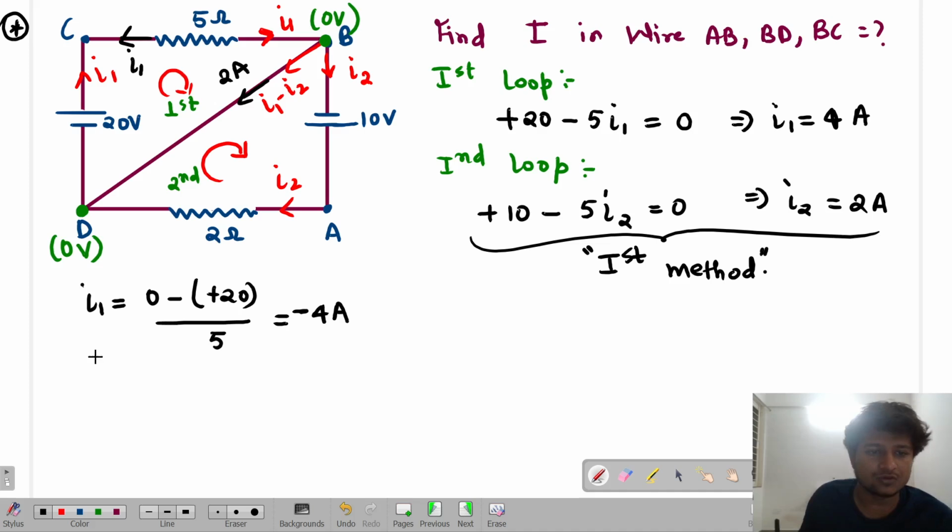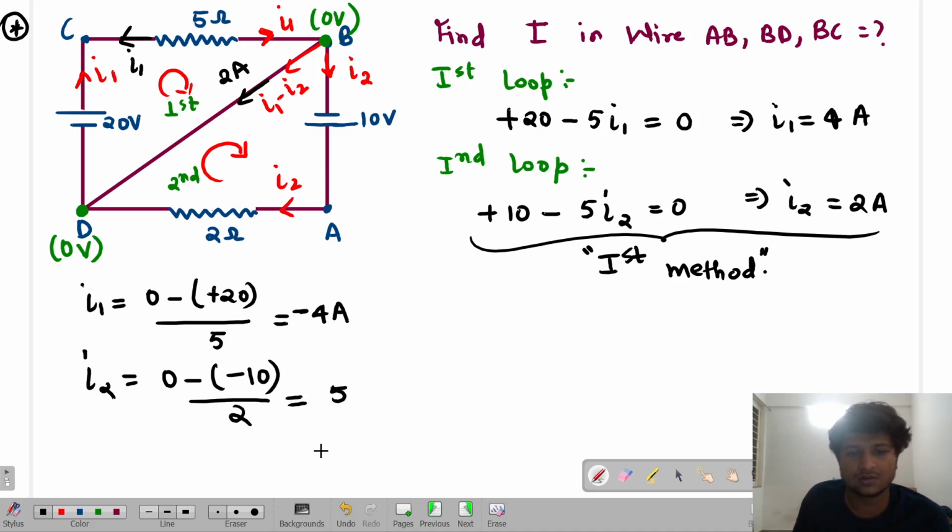Is that clear? Similarly, I can find I2. I2 is first 0, then minus of minus 10 divided by 2. Basically, 2 5. I have taken the wrong equation over here. This is to be 2 I2, no? The resistor is 2 now, so this should be 5 ampere, isn't it? Is that clear? This is basically I1 minus I2, which means the direction is actually opposite, isn't it? So I1 minus I2 is basically in the opposite direction. Got it? Which is equal to 1 ampere.